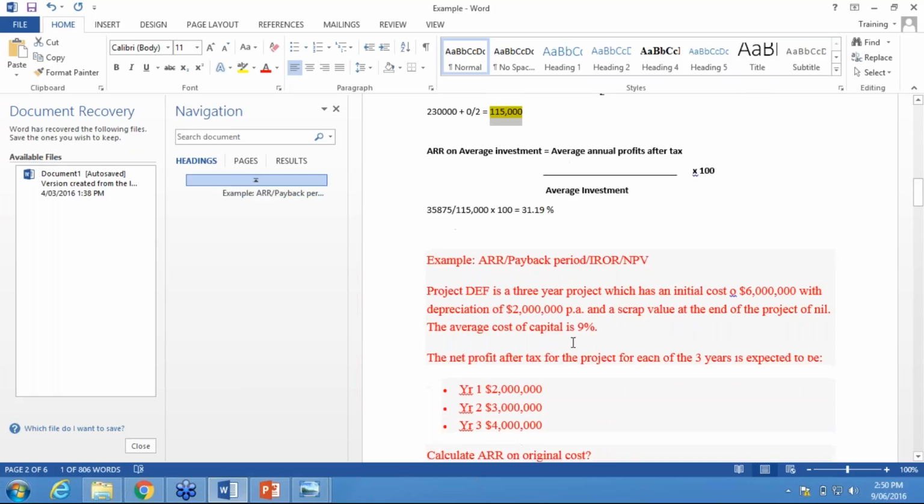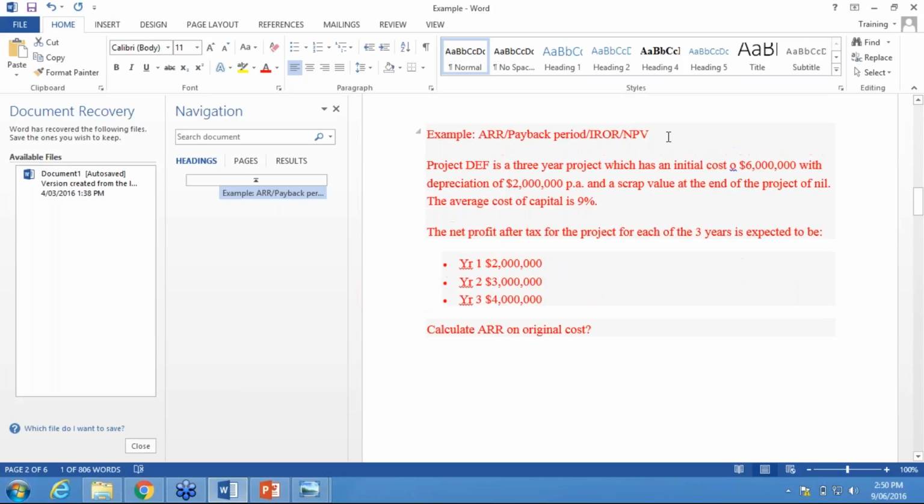There is one more example. I will do this example in front of you here. I have just considered ARR first. So this project DEF is a 3-year project. That means the life of your project is 3 years, which has an initial cost of 6 million, with depreciation of 2 million, and scrap value at the end of the project is nil. That's good. Average cost of capital is 9%. The net profit after tax is expected to be.